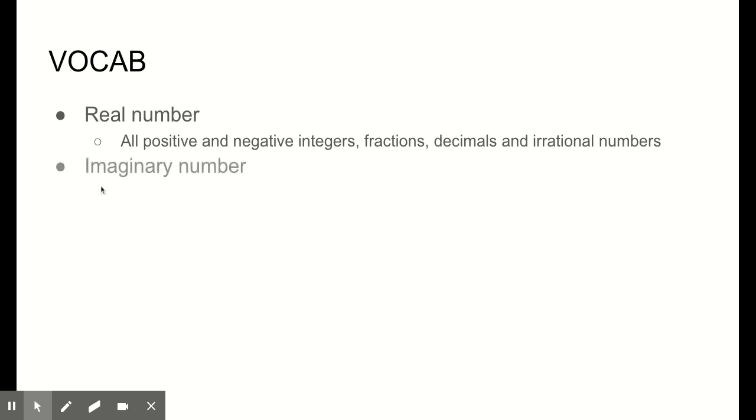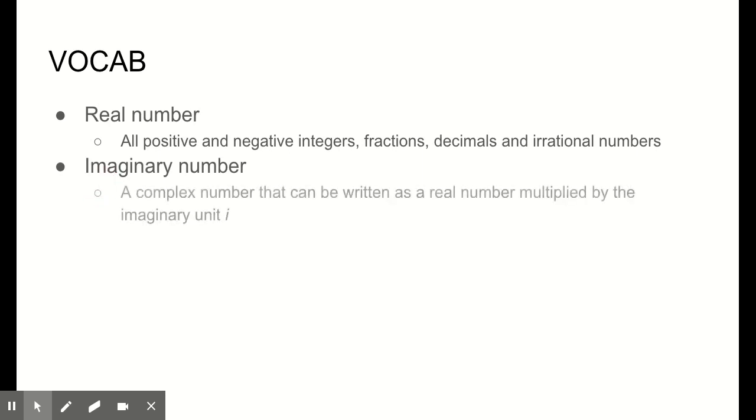So then that brings me to imaginary number. The imaginary number is what we just saw in the previous slide, where we have that negative number under the radical. When we have that negative number under the radical, we are going to replace that negative with the imaginary unit i. So our imaginary number is the number i. It's a complex number that can be written as a real number multiplied by the imaginary unit i. So it could be 2 times i, or 3 times i, or negative 5 times i, where the coefficient is the real number and the i is the imaginary unit.